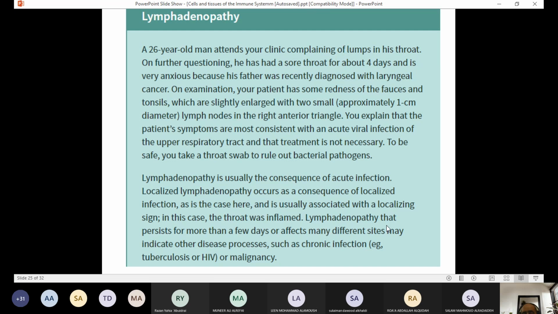Viral infection lymphadenopathy that persists for more than a few days or affects many different sites may indicate other disease processes such as chronic infection, for example tuberculosis, or HIV, or malignancy, and you have to rule out these. Most likely these are mild types of infections, but you have to rule out others that could be the most concerning.